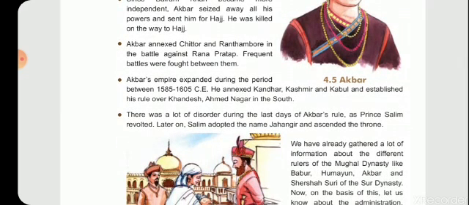Akbar's empire extended during the period between 1585 to 1605 CE, and he annexed Kandahar, Kashmir, and Kabul and established his rule over Khandesh and Ahmednagar in the south. So, this is the area where he expanded his entire empire: Kandahar, Kashmir, Kabul, and also Khandesh and Ahmednagar in the south in this tenure.